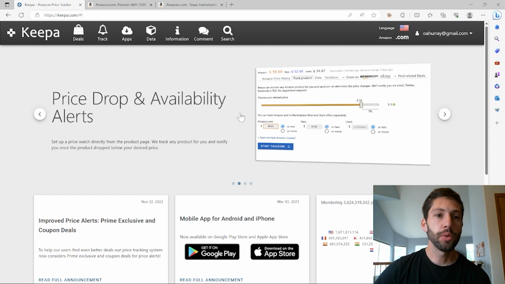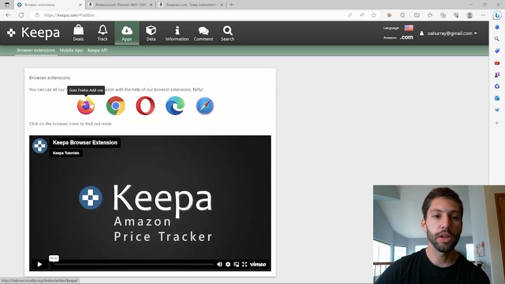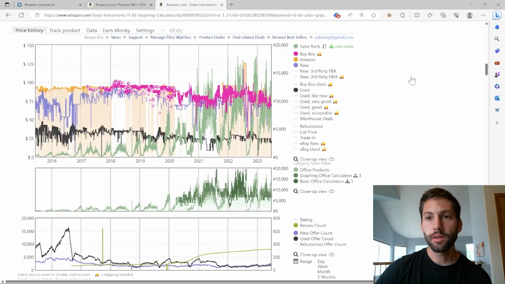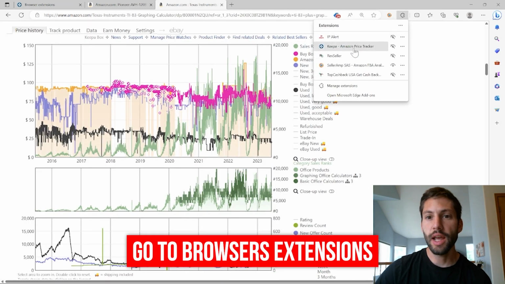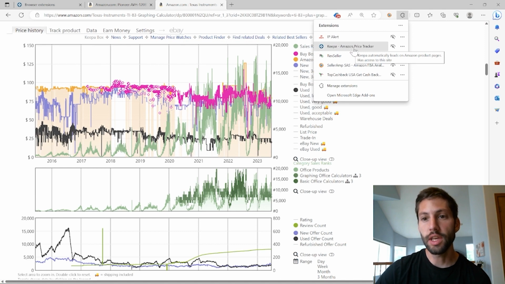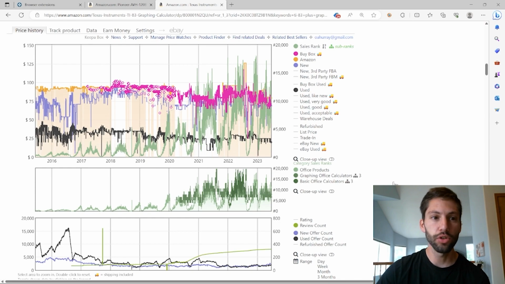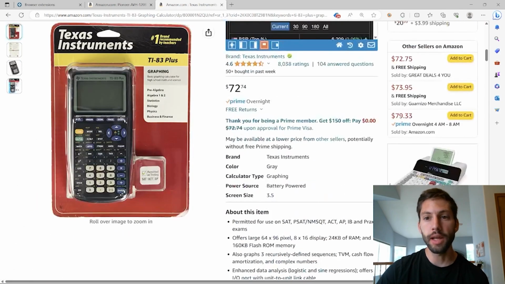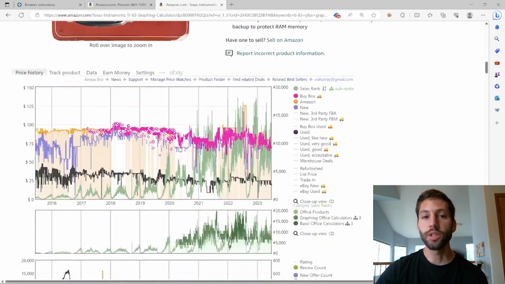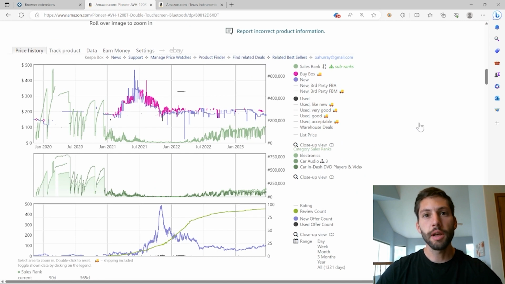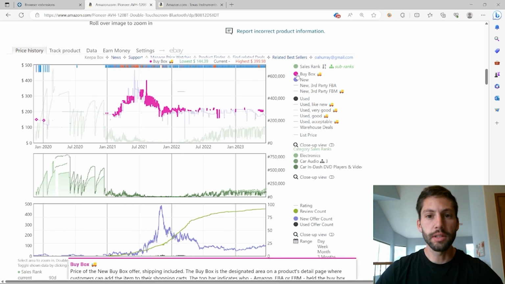So once you have it downloaded, you can go to apps on the Keepa website and you can download it for whatever browser you have. And then once you've downloaded it, you can go into your extensions and you can search for the Keepa extension and you can have it work on the page, and then it'll just automatically pull up on any Amazon page that you go to. So we're gonna go step by step as to what these lines are.